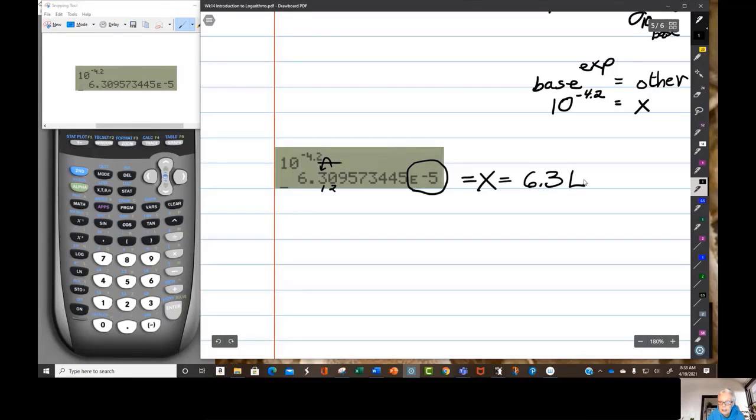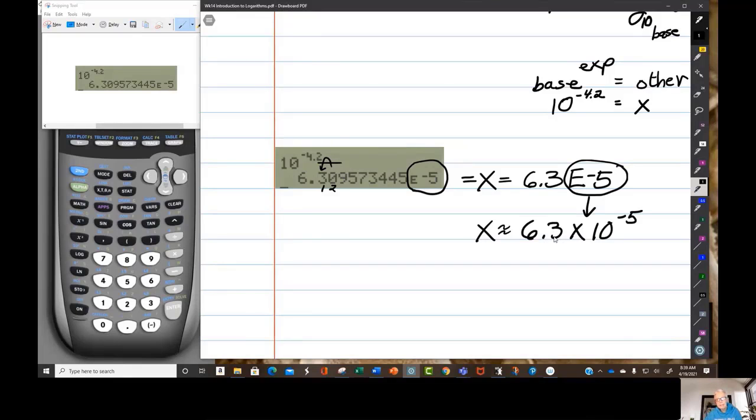6.3, if it were in the calculator, e-5. But what e-5 translates to is times 10 to the negative 5. That's what e-5 means, times 10 to the negative 5. So x is about 6.3 times 10 to the negative 5th power.